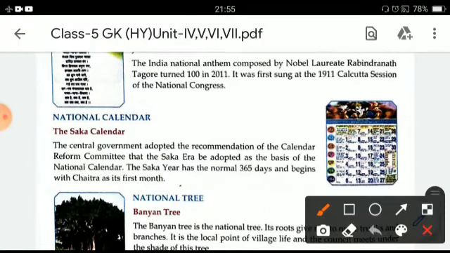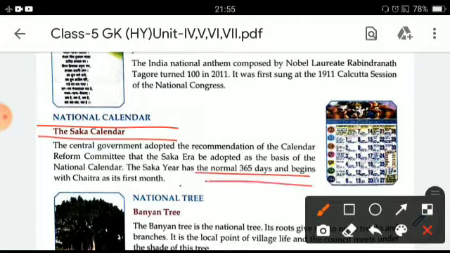Next, national calendar, the Saka calendar. The central government adopted the recommendation of the Calendar Reform Committee that the Saka era be adopted as the basis of the national calendar. The Saka year has a normal 365 days and begins with Chaitra as its first month.